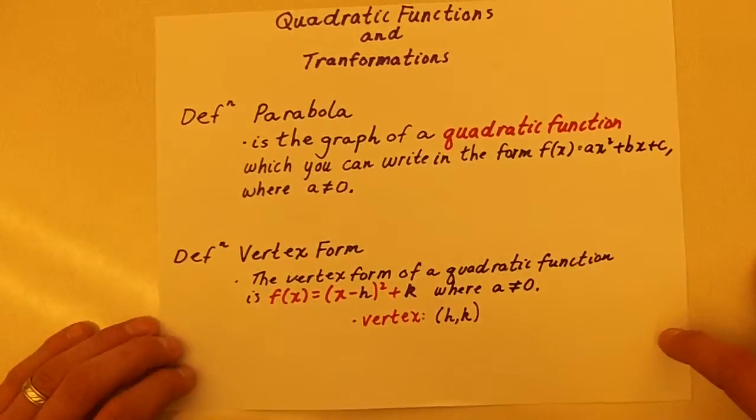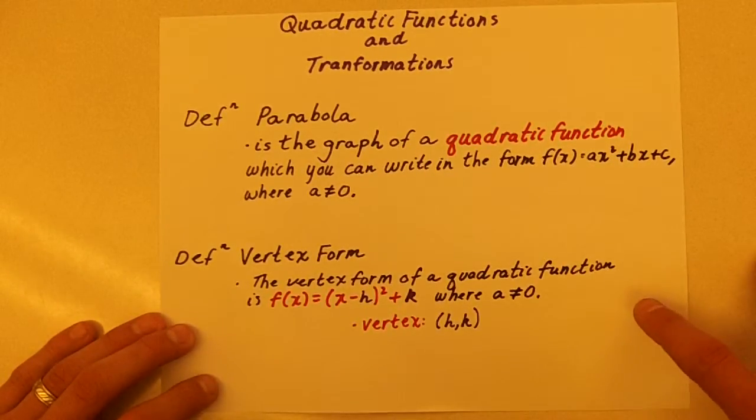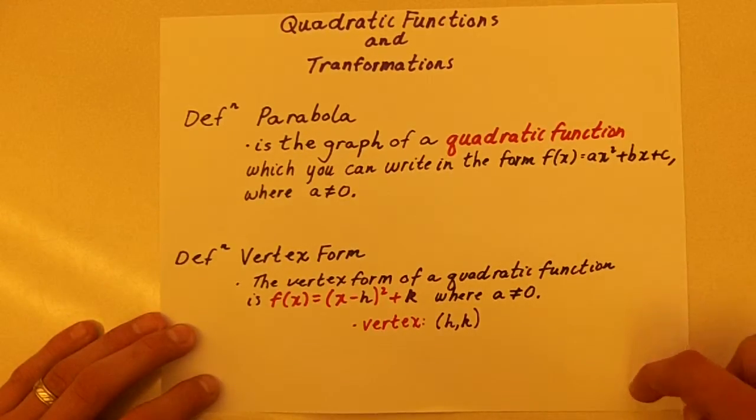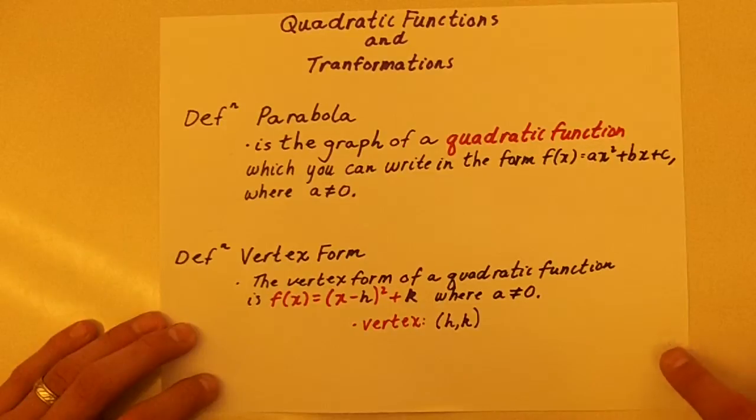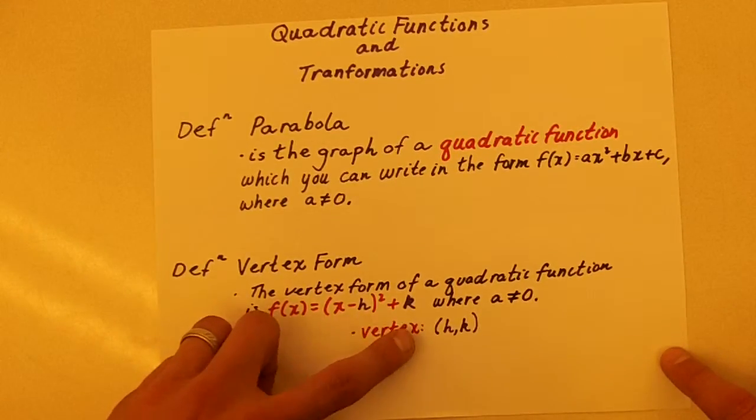Now the vertex of a parabola is where the parabola changes direction, either going from decreasing to increasing or from increasing to decreasing. A parabola will have one vertex. Okay, it'll change direction once. So that's important to know, and the vertex is found by looking at the h and the k value here.